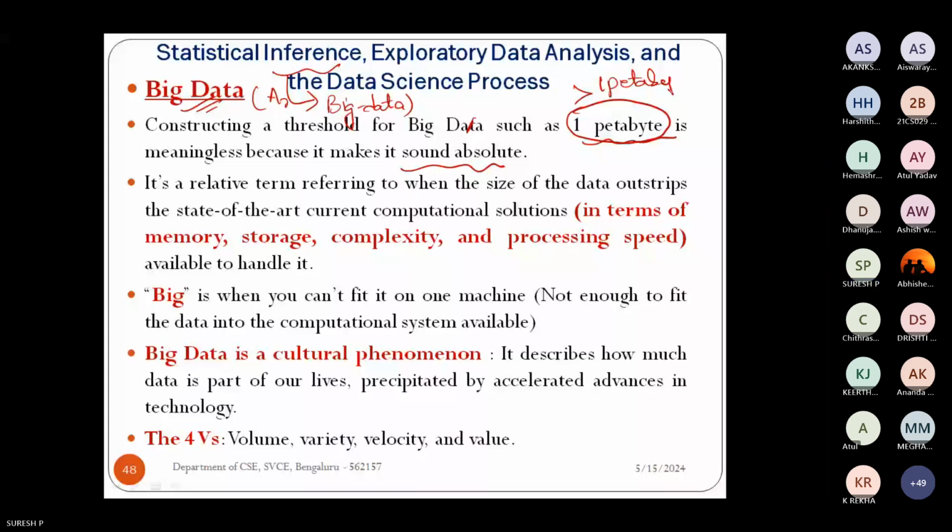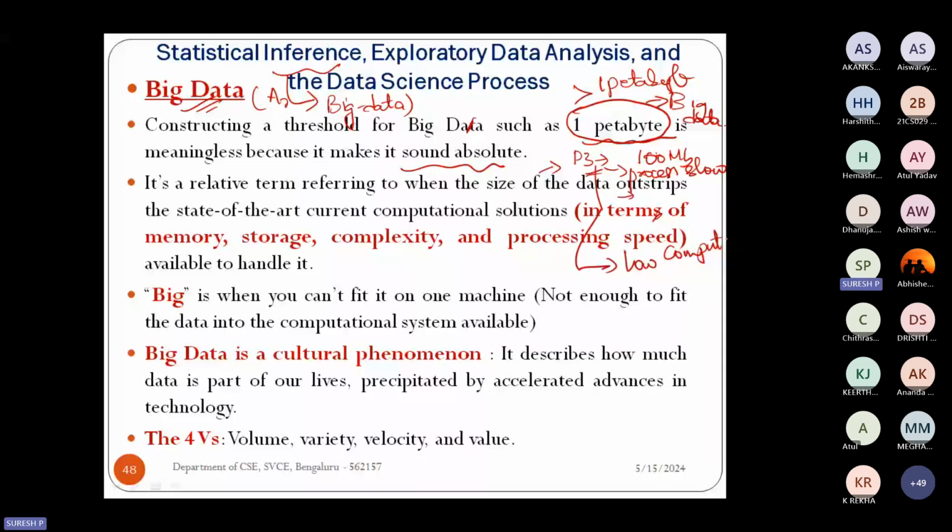But it's not so, because according to the textbooks, it is a relative term referring to when the size of the data outstrips the state of the art computational solutions. Okay. So what does that particular statement mean? For example, if I have the older system of P3, and I'm going to give only around 100 MB of data, this particular system will process slow. This processing is slow. So your P3 systems have low computational facility.